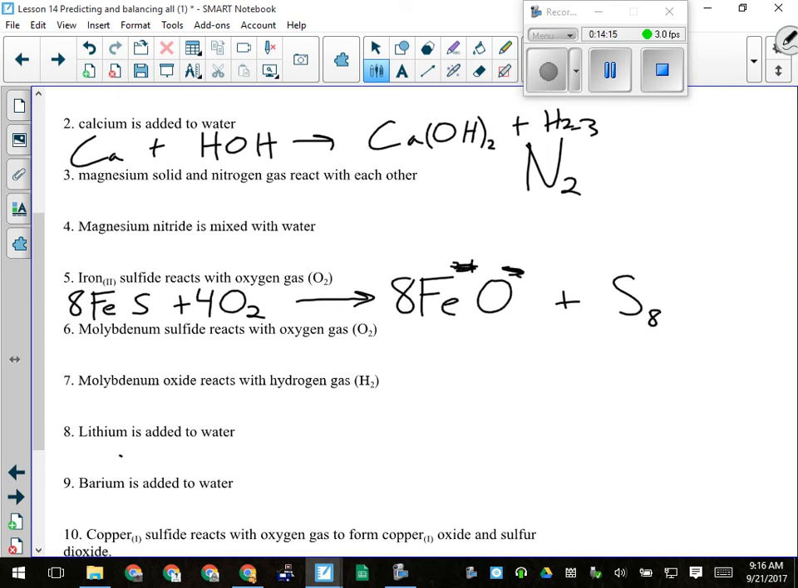Okay, we could also write it this way. Okay, it would actually be correct to write it either way. Okay, I could write it like this. I could write it that way too. And in fact, both of those things happen when calcium reacts with water. Okay.